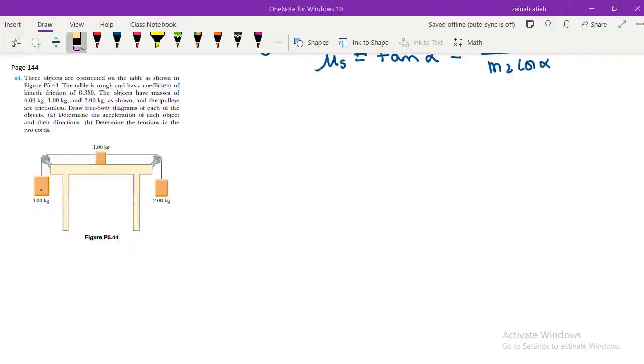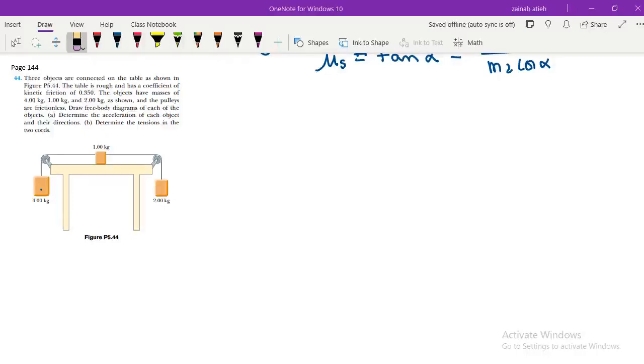Problem 44, page 144. Three objects are connected on the table as shown in figure P5.44. The table is rough and has a coefficient of kinetic friction of 0.35. The objects have masses of 4 kg, 1 kg, and 2 kg as shown, and the pulleys are frictionless. These pulleys are massless as well. So in all our problems in this chapter, we are considering massless pulleys. I said before that when the pulley is massless, the tensions from both sides of the pulley are equal.